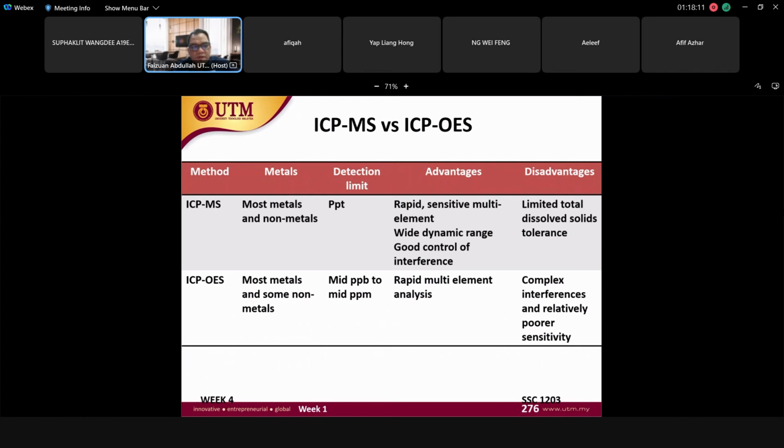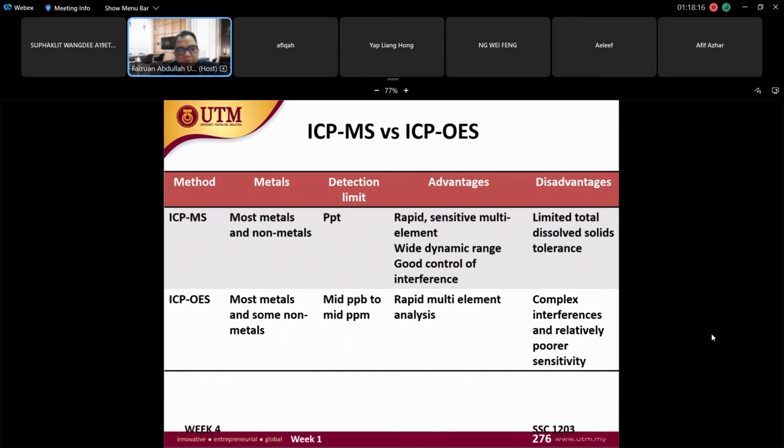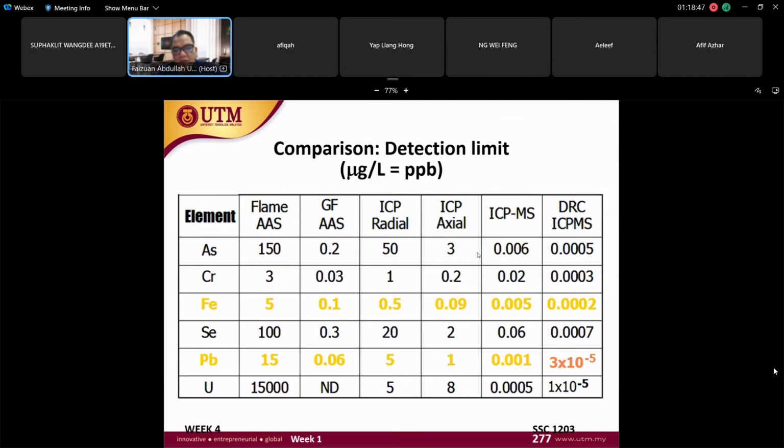The comparison between ICP-MS and ICP-OES. ICP-MS is for most metals and non-metals, similar to ICP-OES, but the detection limit is much lower, which is parts per trillion, compared to ICP-OES, which is parts per billion to mid parts per million. Advantages are rapid for both and multi-element for both, but ICP-MS has a wide dynamic range and good control of interference. The disadvantages: limited total dissolved solid tolerance for ICP-MS, and complex interference and poor sensitivity for ICP-OES.